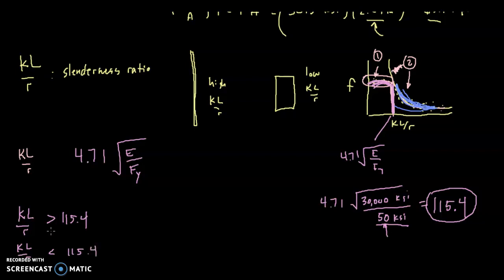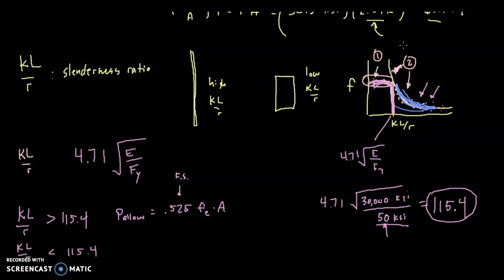And so if it's greater than 115.4, then we're in this part of the curve that follows the Euler prediction. And so the allowable load is 0.525 times the Euler stress times the area. So basically it's just stress times area gives us load, and then we multiply it by this factor of safety right here. So the allowable load is pretty much strictly based on the Euler stress.